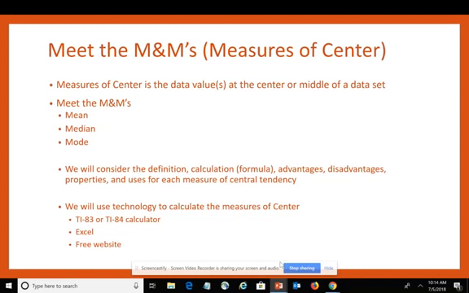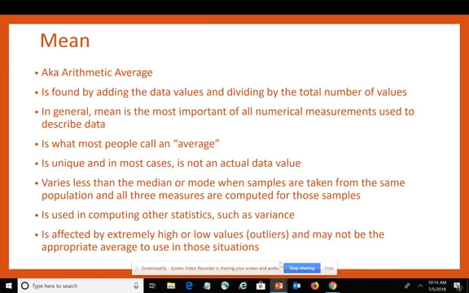Nobody, no statistician, no researcher performs these calculations by hand anymore, since we have access to technology such as the TI-83 or 84 calculator or possibly a free website. We're going to forego the use of Excel because there is an issue with it in relationship to a Mac computer. So the mean is what most people think of when they hear the word average. It's found by adding the data values up and dividing by the total number that you have.